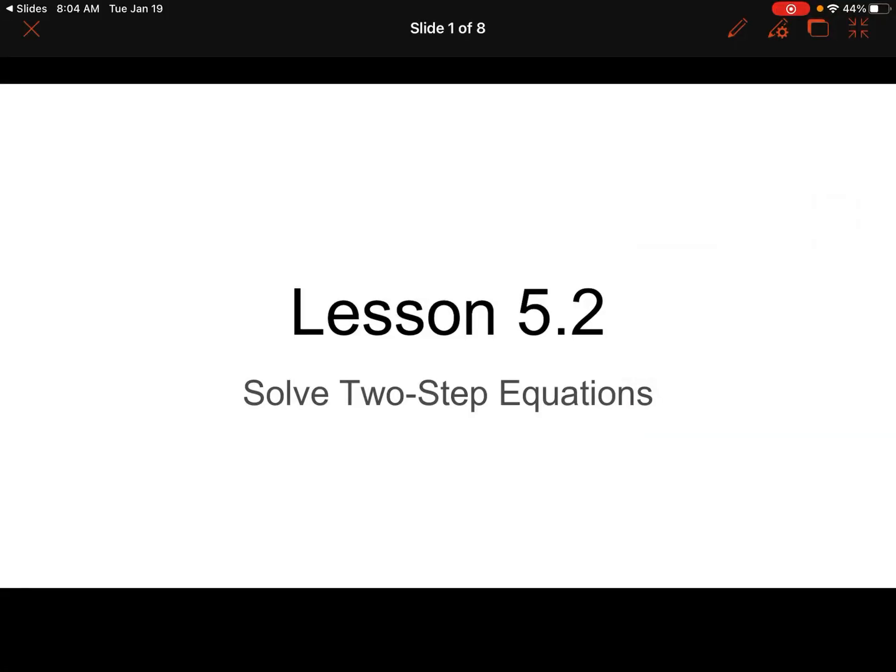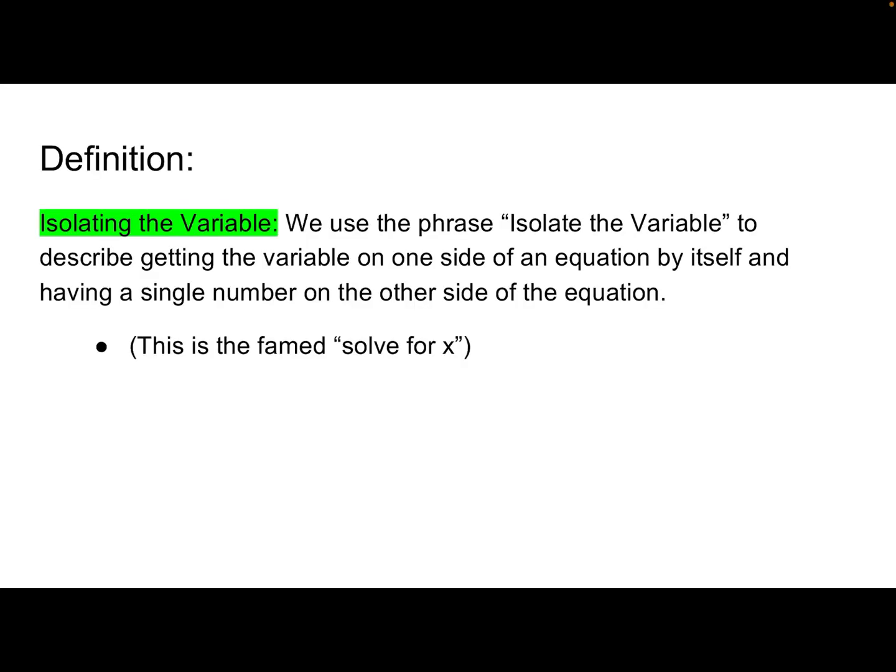Hi class, today we're going to be going over lesson 5.2, how to solve two-step equations. So the first thing we want to know about is isolating the variable. We use the phrase isolate the variable to describe getting the variable on one side of the equation by itself and having a single number on the other side of the equation. Obviously this will only work in equations where we have one variable, not two.